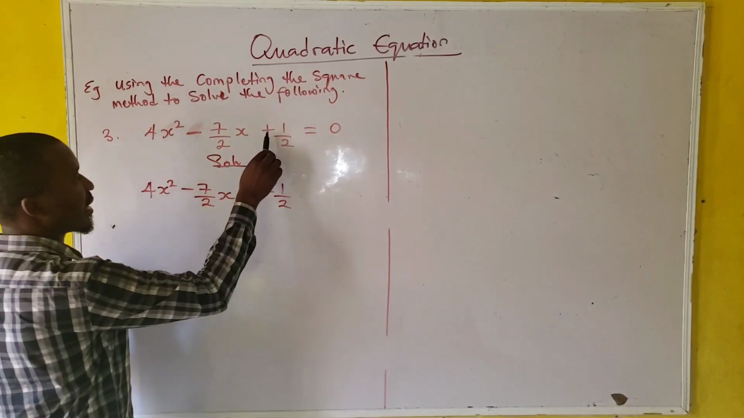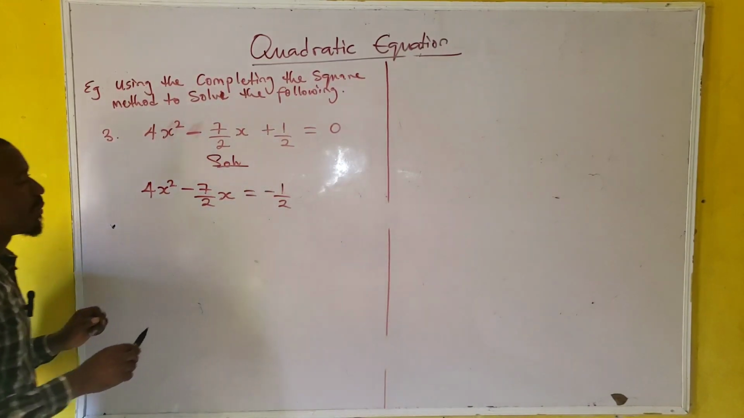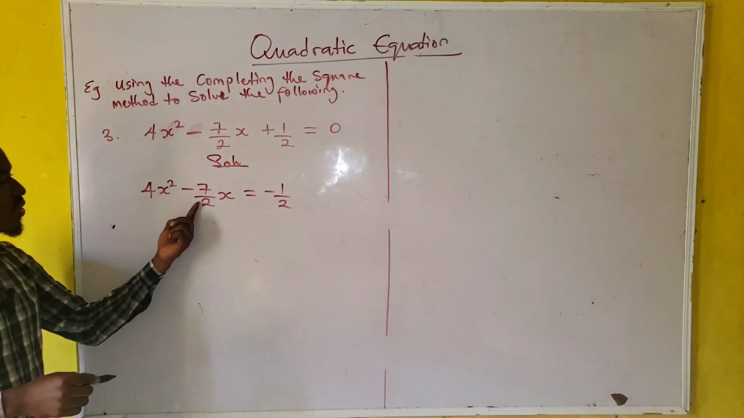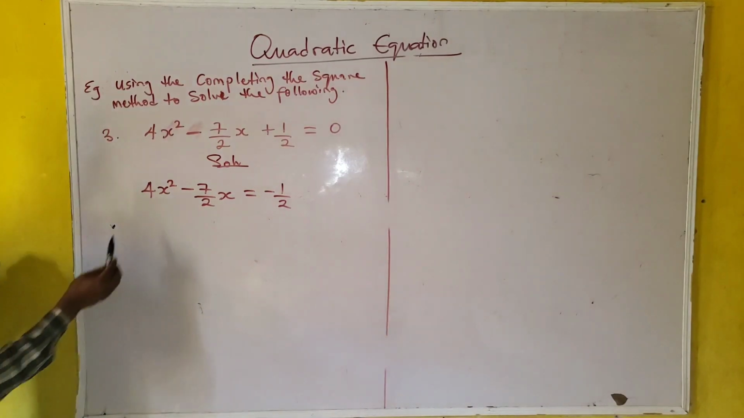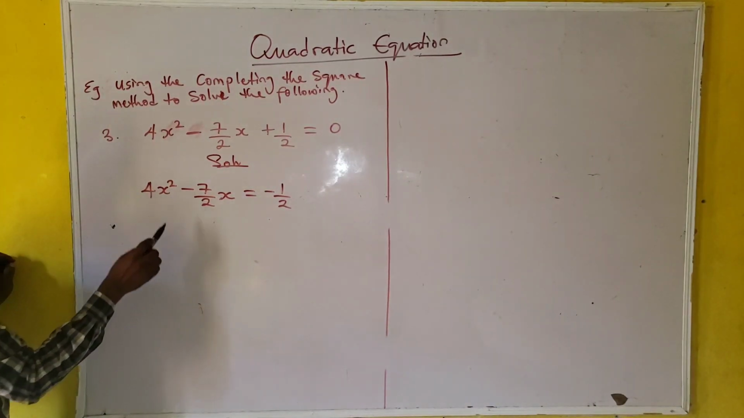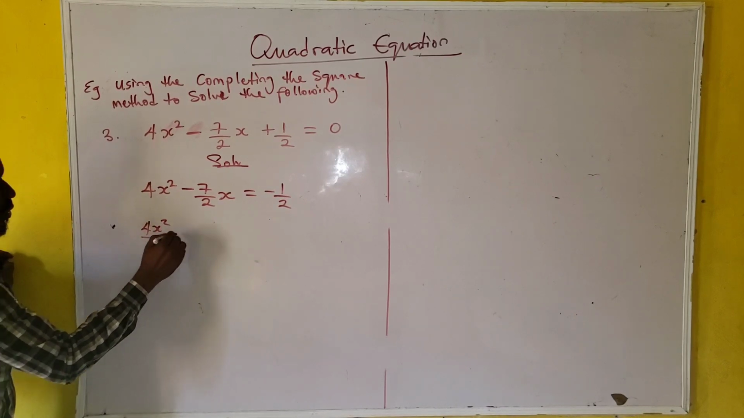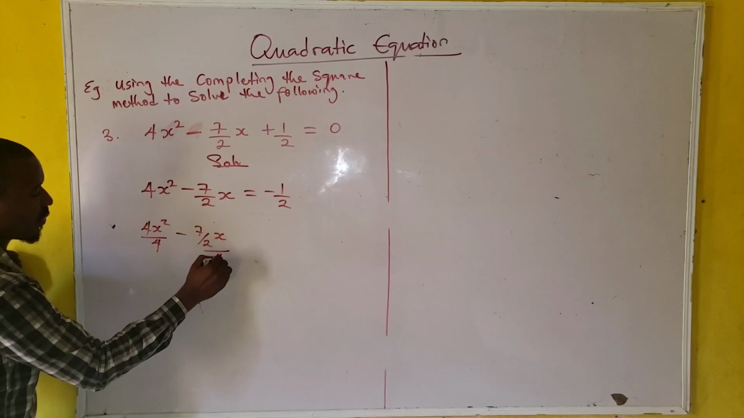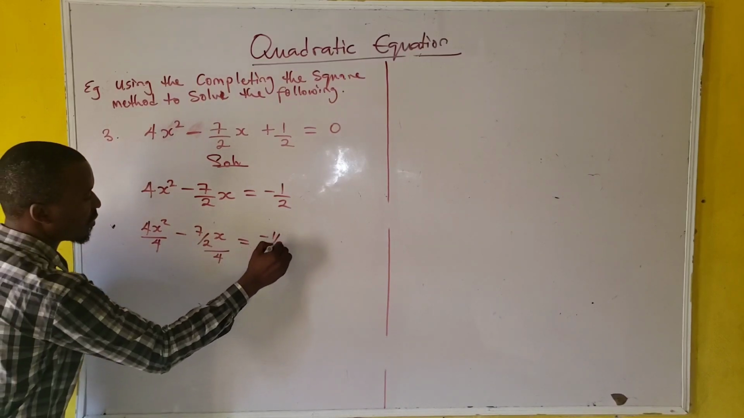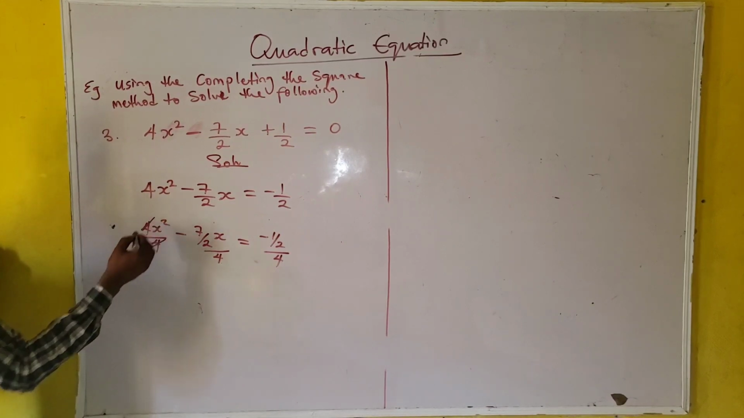Of course, you can see that when my plus moves over, it changes to minus. So the next thing now is to divide by 4, the equation of s squared. When you do that, 4s squared over 4 minus 7 over 2s over 4 equals minus 1 over 2 over 4. Okay, so you cancel out this.